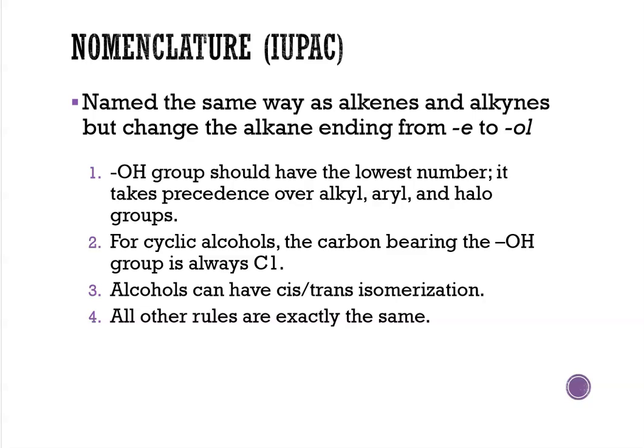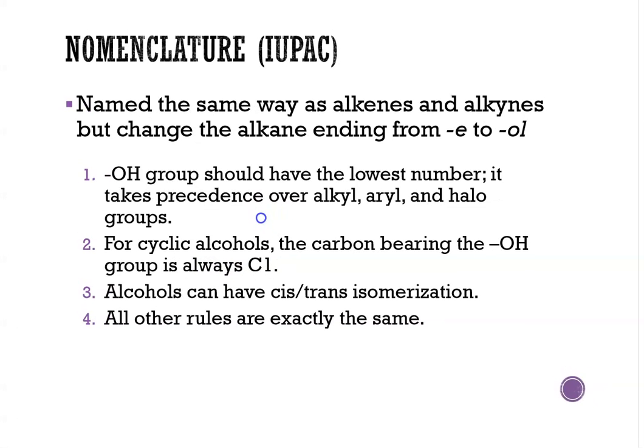It's the same way that we name alkenes and alkynes, but instead of changing the alkane name from an ane to an ene or an yne, we don't change that ANE, we just change the E to an OL. So instead of an alkane, this would be an alkanol. Whenever we are numbering our carbon chain, the OH group obviously needs to be on the carbon chain, and it should have the lowest number, taking precedence over all of the other groups, alkyl, aryl, and halo.